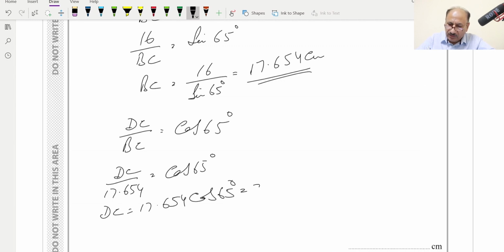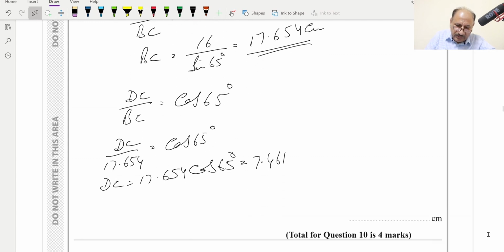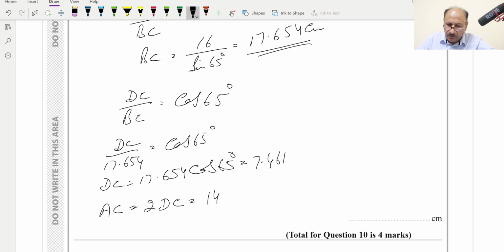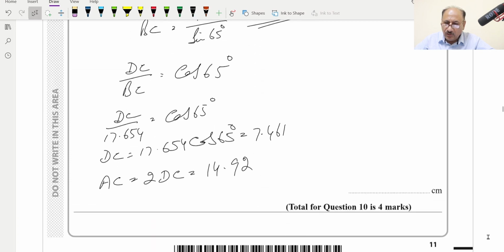7.461. We know that AC is equal to 2 DC. This will be equal to how much? This number multiplied by 2 will be equal to 14.92. Now we got all the three sides.